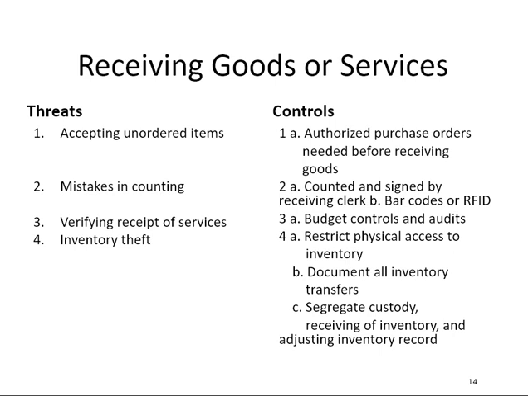So we're going to authorize purchase orders, and the receiving department is going to check whether we have an authorized purchase order before we receive those goods. If we don't have any authorized purchase order, we're going to refuse receipt and send those back to the supplier.